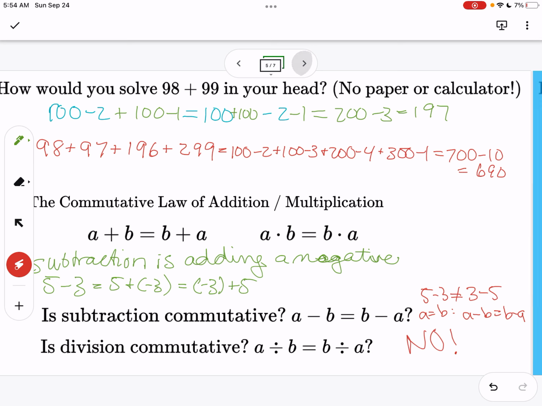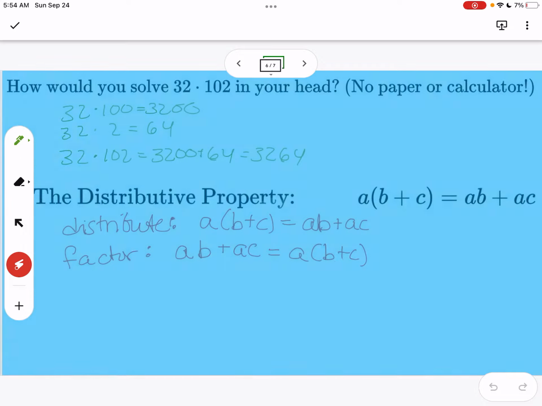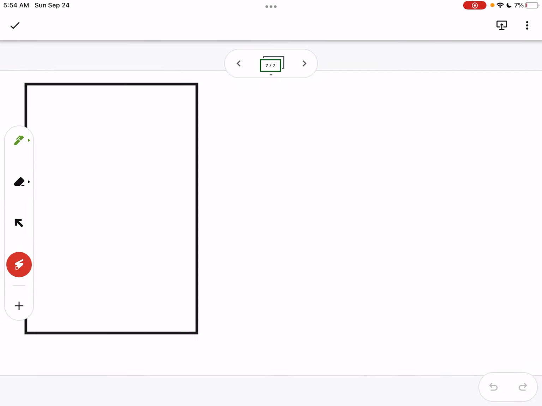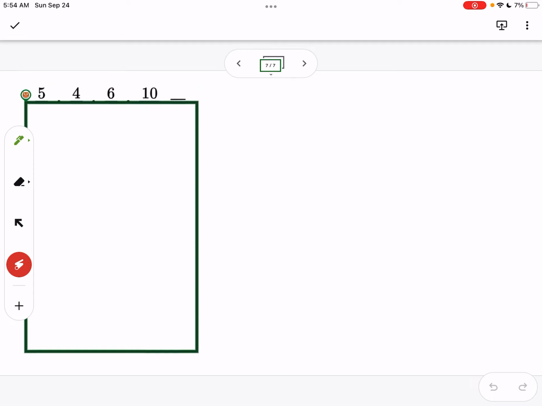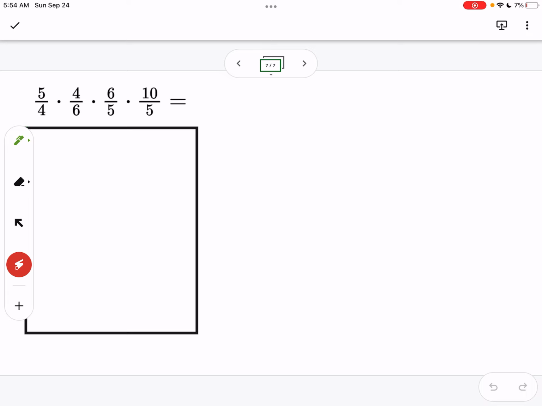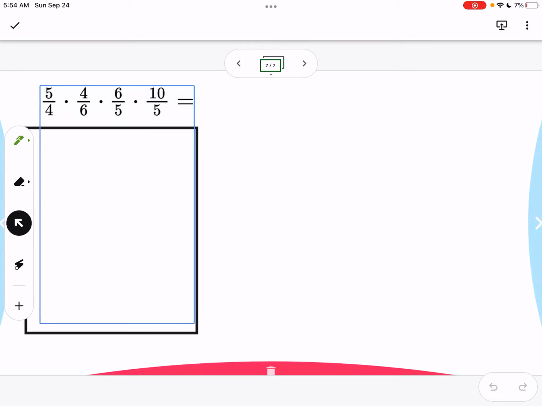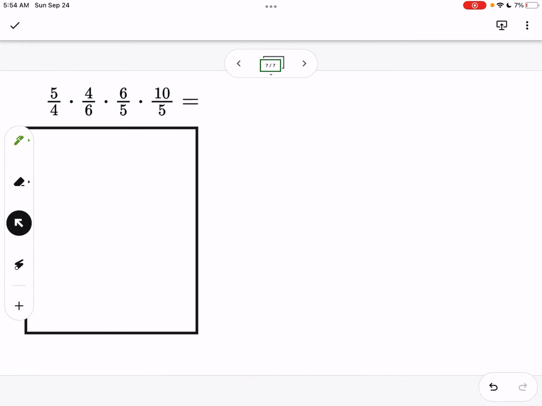So our final step is I want to evaluate a couple of expressions. So we want to evaluate 5 divided by 4 times 4 divided by 6 times 6 divided by 5 times 10 divided by 5.